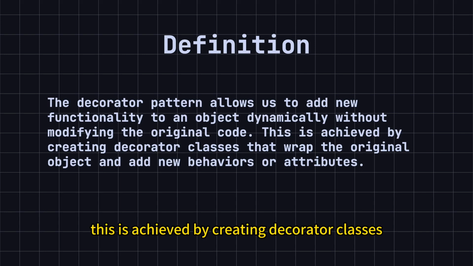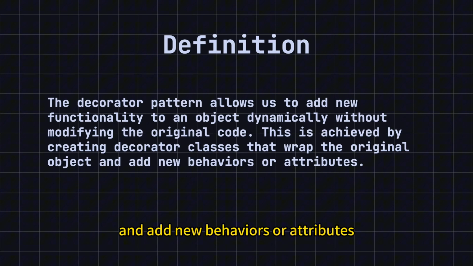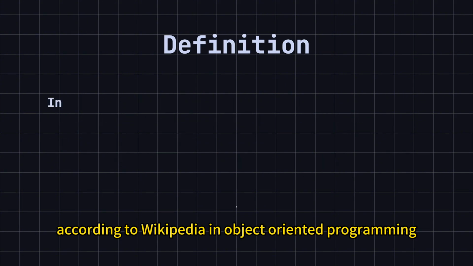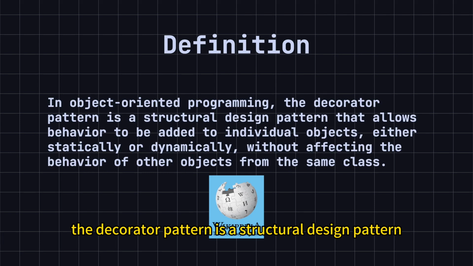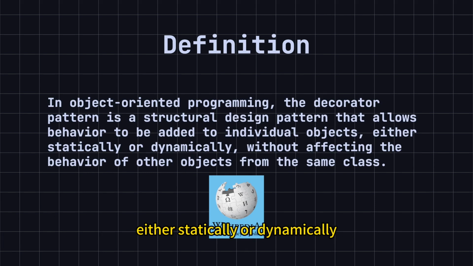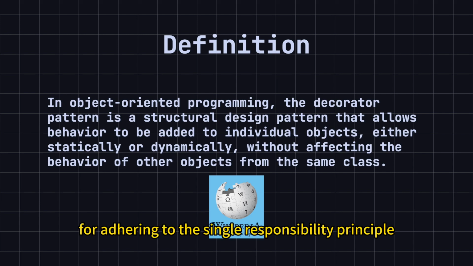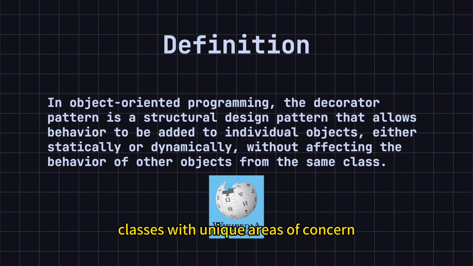This is achieved by creating decorator classes that wrap the original object and add new behaviors or attributes. According to Wikipedia, in object-oriented programming, the decorator pattern is a structural design pattern that allows behavior to be added to individual objects, either statically or dynamically, without affecting the behavior of other objects from the same class. The decorator pattern is particularly useful for adhering to the single responsibility principle, as it allows functionality to be divided between classes with unique areas of concern.